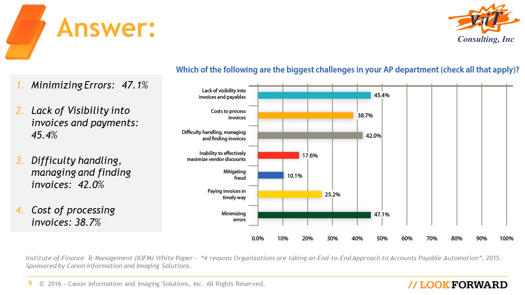The key answers we got: minimizing errors was one of the biggest outlooks, and 47.1% of respondents said that was one of their primary outlooks. The lack of visibility into the total AP process, from the invoices to the payments, was the second biggest concern that was raised. Third was difficulty in handling, managing, and filing of the invoices. In this digitized world, we still have paper invoices, and handling and filing them is significantly a challenge even today. And the last but not the least was the cost of processing the invoices. So this is what we got as a few of the answers to the biggest challenges when they were posed the question.